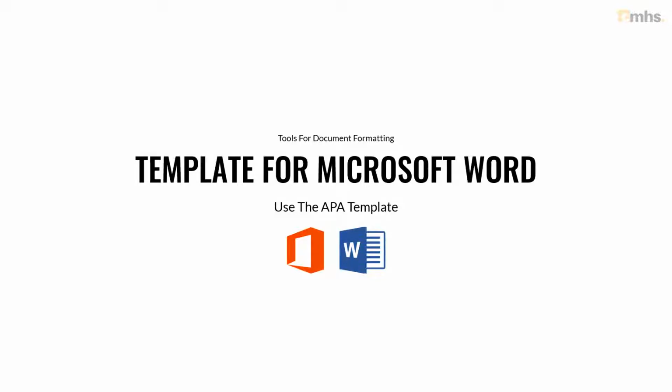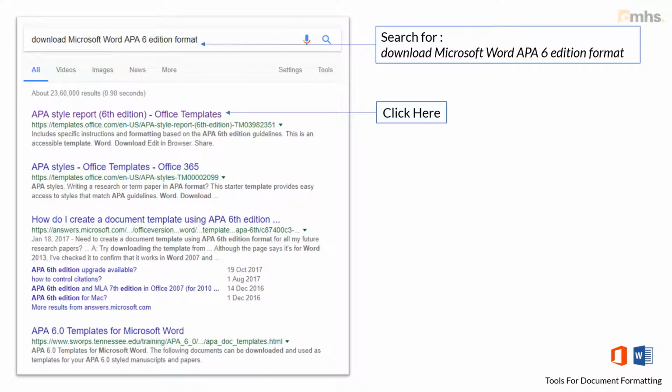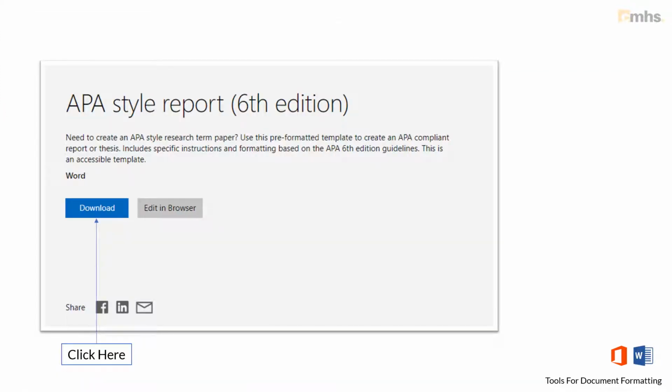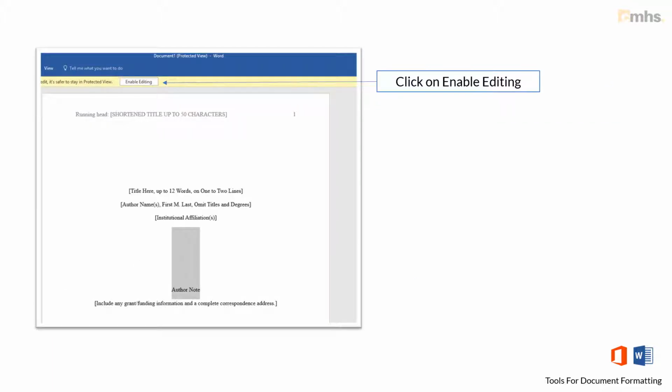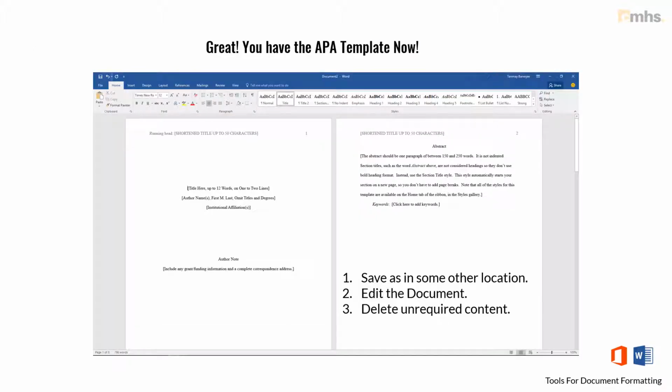Now, the last part is that while we are learning about all of this, there are easier ways to do this. You can just download a template for Microsoft Word, a template which will tell you where to write what. So you go on Google, type download Microsoft Word APA 6th edition format. The first option, click on it. You will get the download, click on download, and it will get downloaded. And over here at the bottom, you can see that it's downloaded. And when you open it, here you have a document which is telling you what to type where. Here's the double pane version of the document.